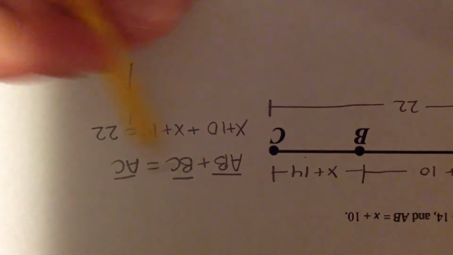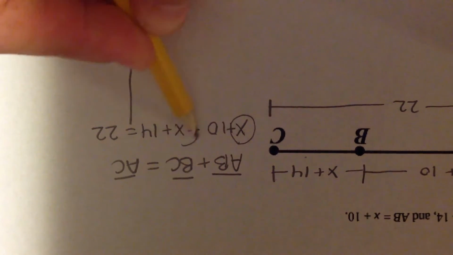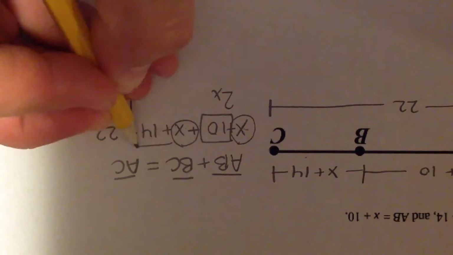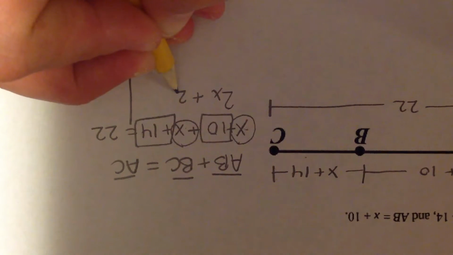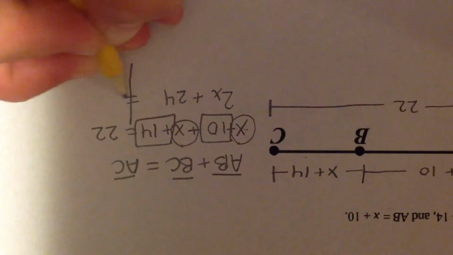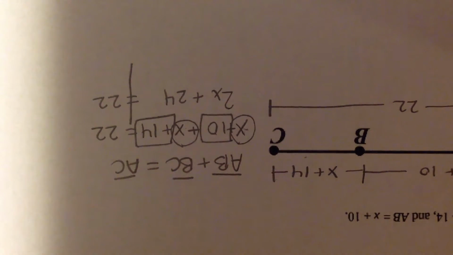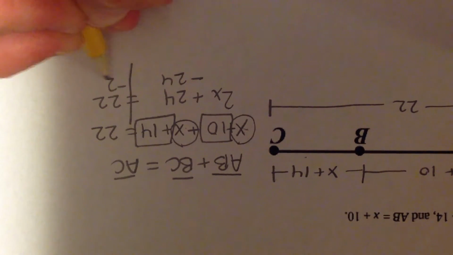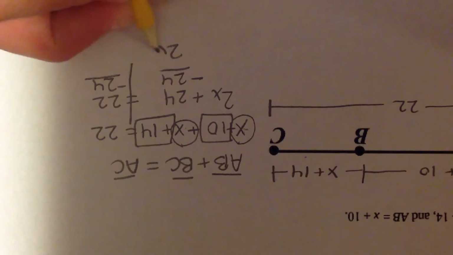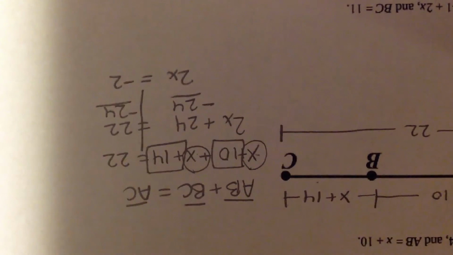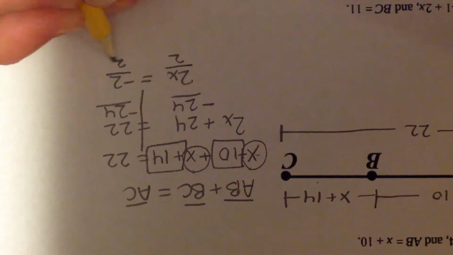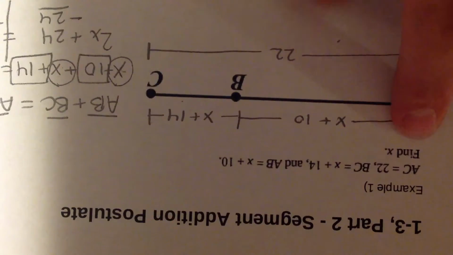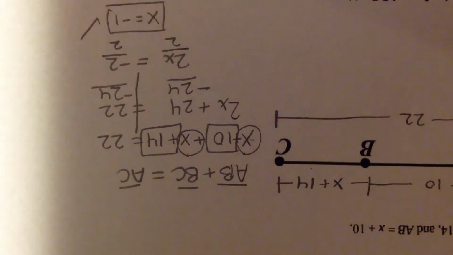So what I do is look for like terms on the left side. I have x plus x, that's 1x plus 1x, that's 2x. Then I have 10 plus 14, that's 24, equals 22. Now it becomes a two-step equation. I subtract 24 from both sides. I'm left with 2x on this side and negative 2 on this side. And to get rid of the 2, I divide both sides by 2. X equals negative 1. In this case, we're only looking for x. We've solved our answer.